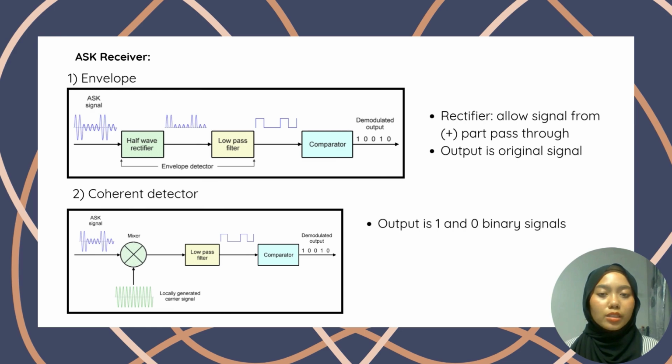There are two methods to recover the original signals. The first one is by using the envelope detector, where the signals pass through the half-wave rectifier, which functions to allow the positive part of the signal to pass through, and is then filtered by the low pass filter. And next is by using the coherent detector. The coherent detector uses an oscillator to set the carrier wave frequency to obtain the original signal. The output from both methods is a binary signal, which is 1 and 0.